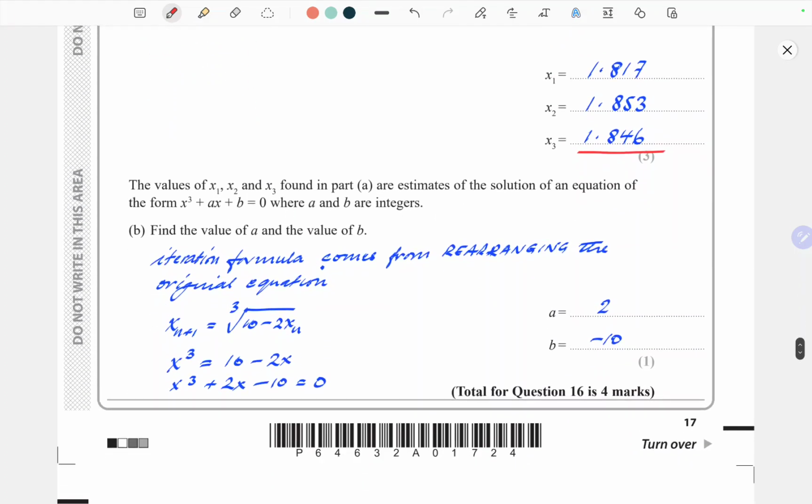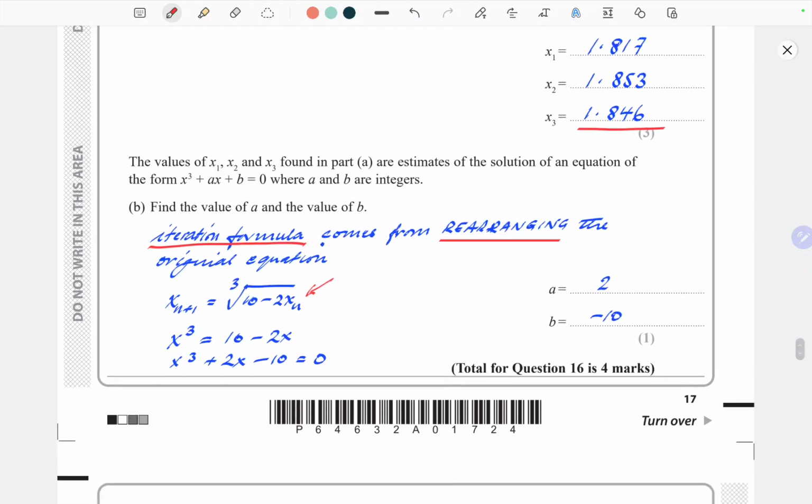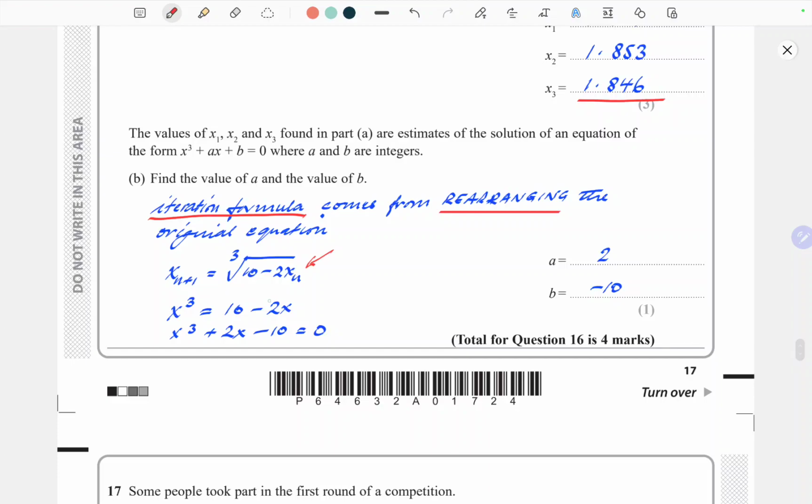Right, now this next bit is a little trickier to understand. If you do remember the iteration method, the starting formula that we used in the previous part of the question comes from rearranging whatever original equation you're trying to solve. So this is the formula that we started with further up in the question. And so if we get rid of the cube root and rearrange it to get it back to its original form, you cube both sides, so the cube root disappears and the x on this side is cubed, so you've got x cubed equals 10 minus 2x.